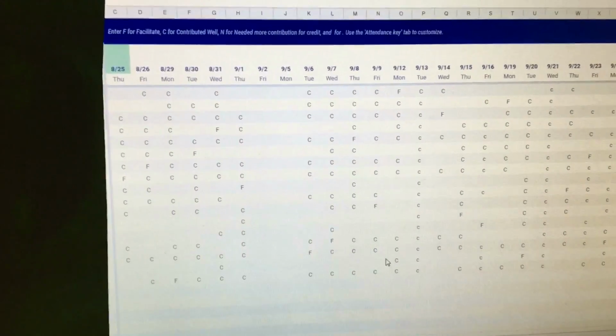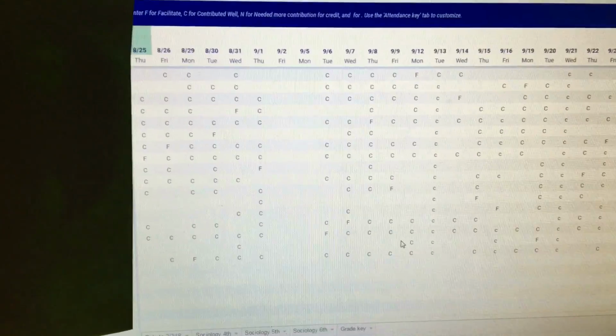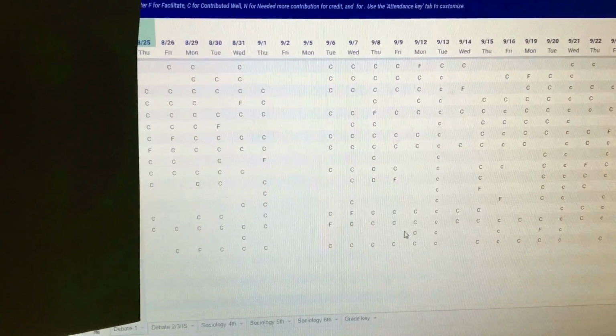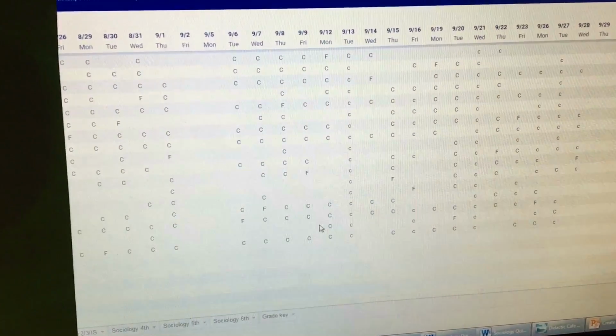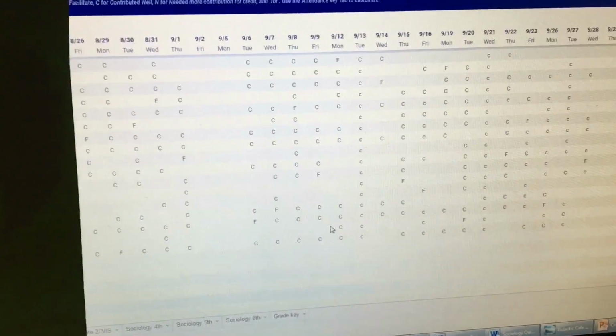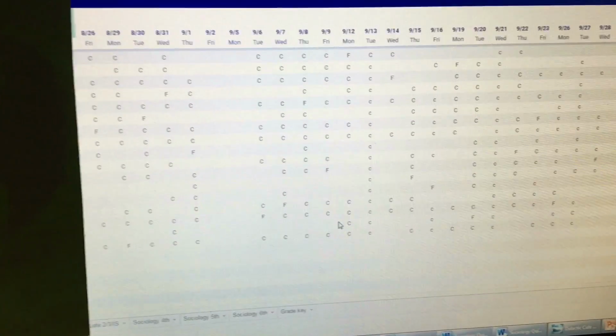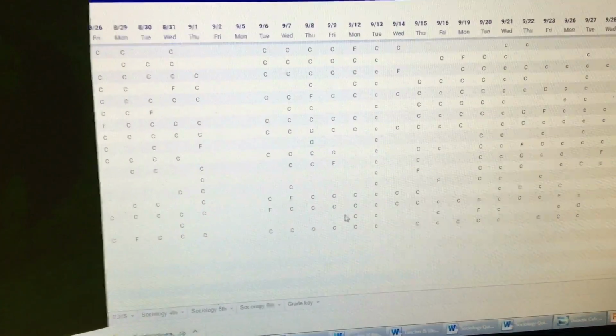You can see here the collaborative effect of Coffee Talk. This is the chart from the first 6 weeks. Each C designates a student contributing that day in class. Each F is a student facilitating. What you can see is a vast number of students contributing in the class, making connections, working together to accomplish a common goal. The goal being how to discuss the issues of today's society.